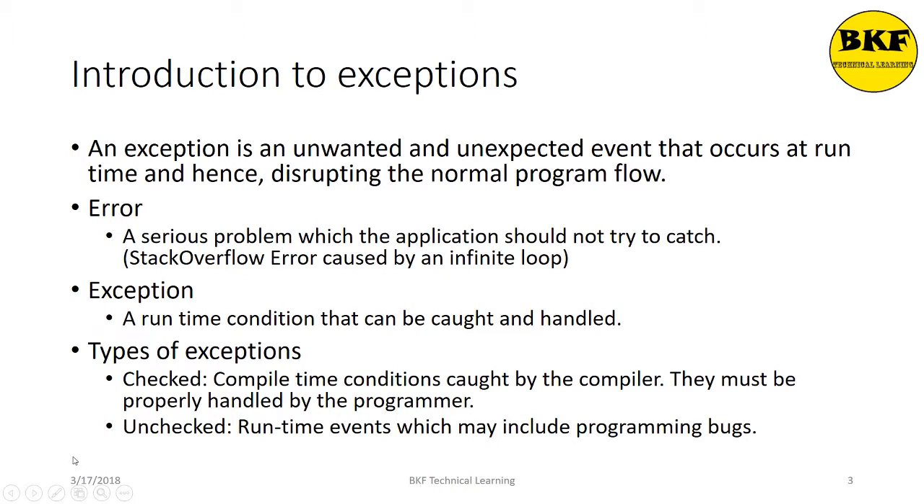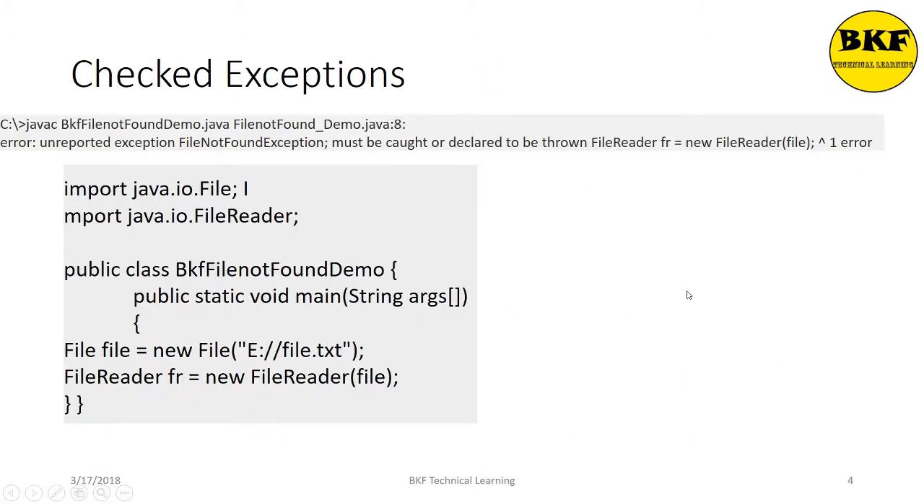Now there are two types of exceptions, checked and unchecked. Checked exceptions are compile time conditions which are caught by the compiler. They must be properly handled by the programmer, otherwise the compiler will not allow you to compile your program. Then there are unchecked exceptions, which are runtime events which may include programming bugs. In this case, the compiler will allow you to compile your code, but at runtime you are going to get an exception.